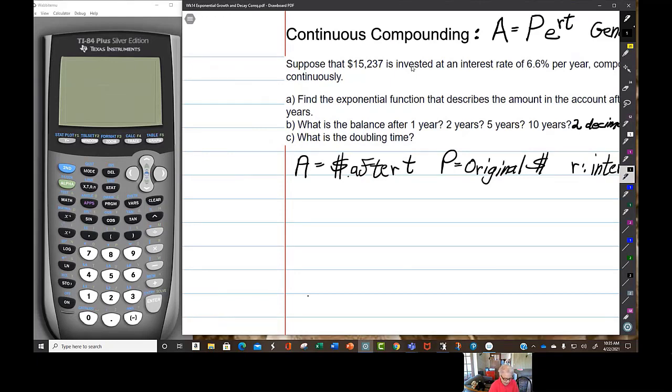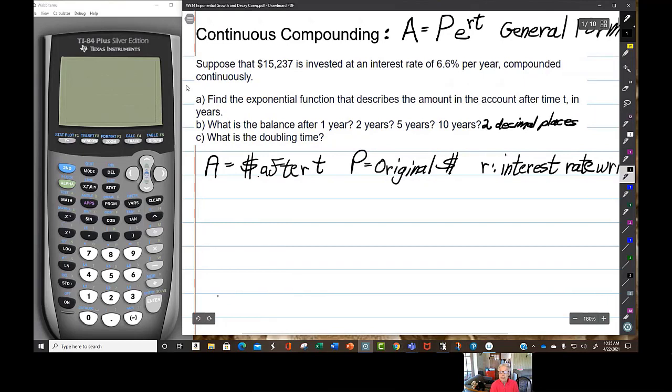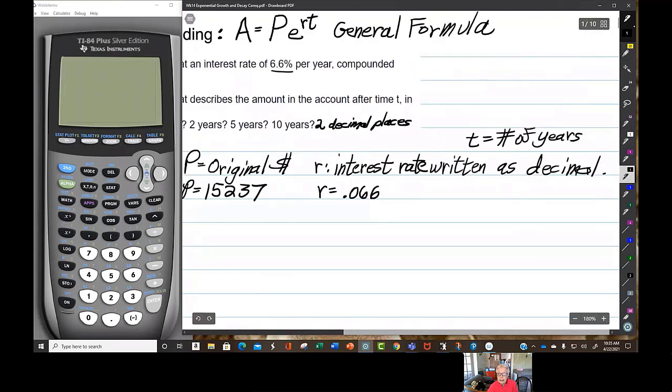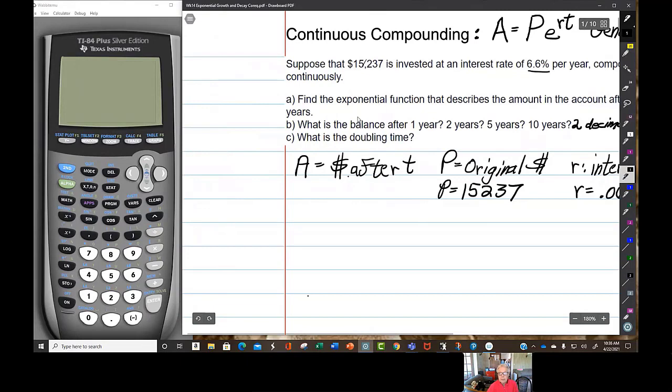Okay, so we don't know what A is, but we do know what P is. P is $15,237. R is 6.6% written as a decimal, 0.066. And we're compounding continuously. T is the number of years. We aren't told that in part A.